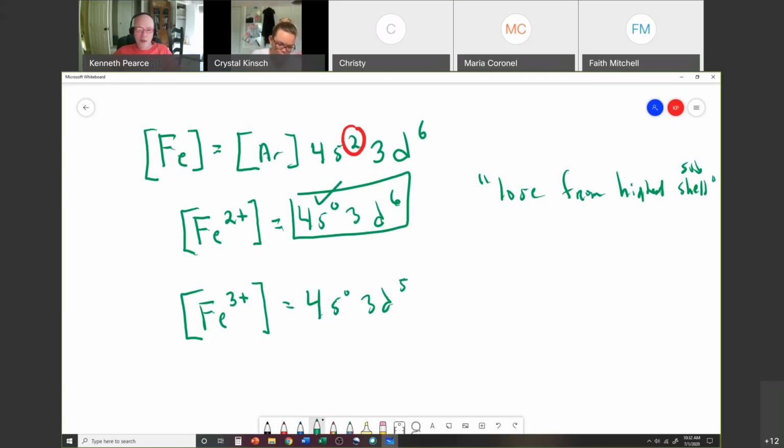Now, what does that matter for us in the grand scheme of things? Not a whole lot, but it is something that you need to be aware of. If you're asked to produce the electronic configuration of iron 2 plus, you do not want to be that person that says, I got this, 3s2, 3d4. You do not want to be that person, because it's going to come off from the S's because they're the highest numbers.